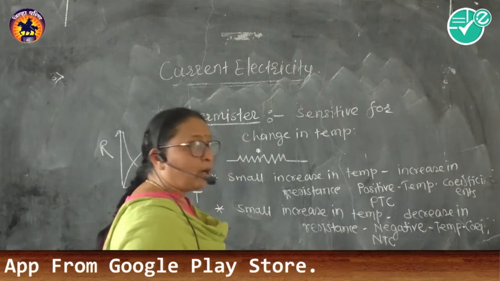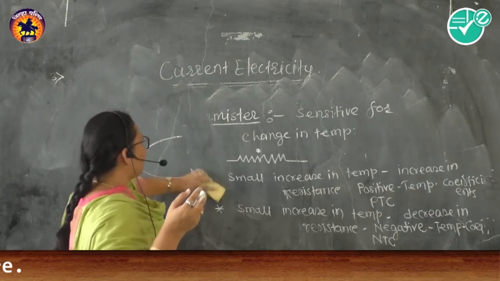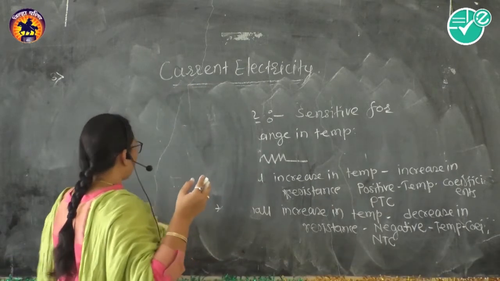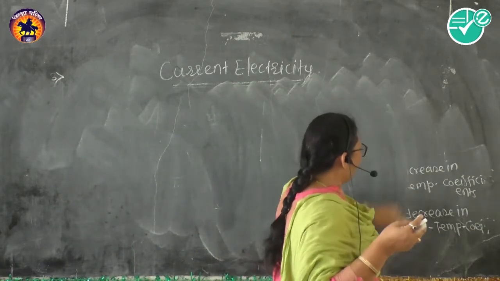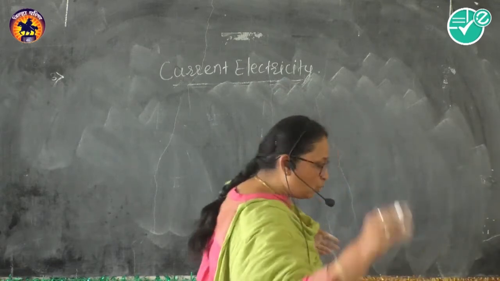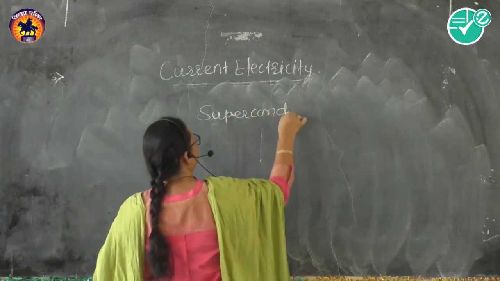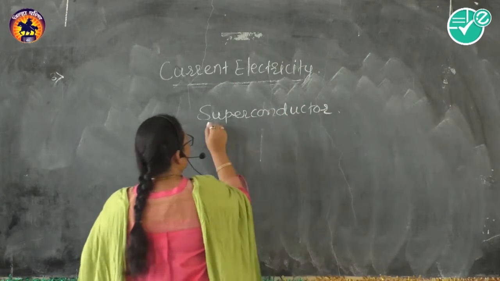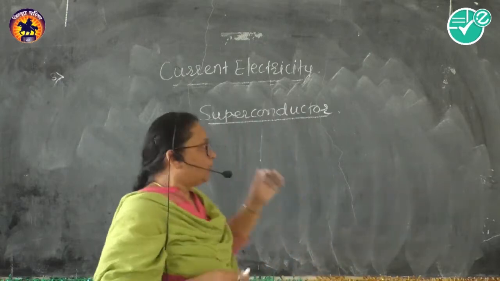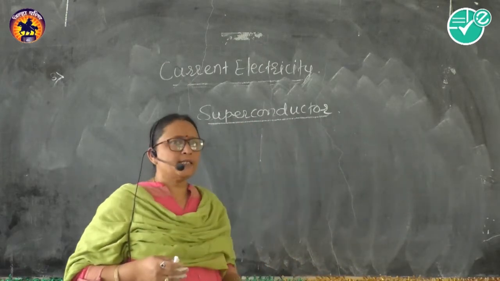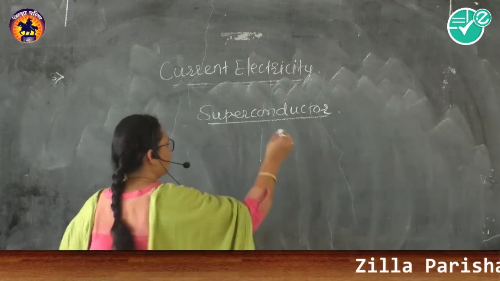Now in accordance with the resistance property, we have to consider another type of material which is nowadays very popular and which is used in many practical purposes, and that is known as a superconductor. Superconductors are the materials in which there is decrease in resistance or its resistivity due to decrease in temperature.